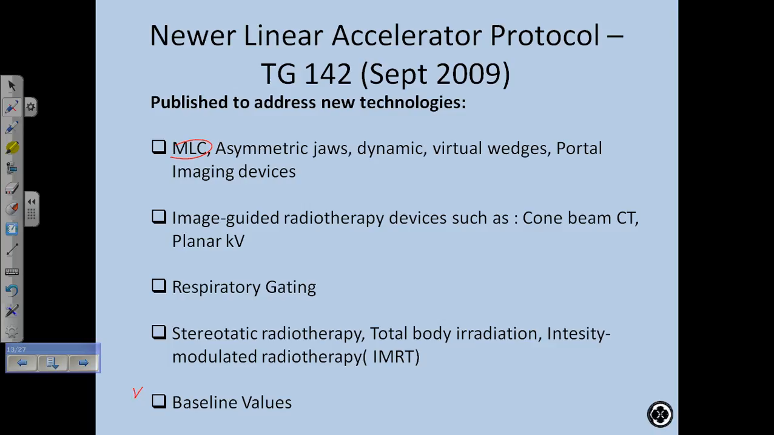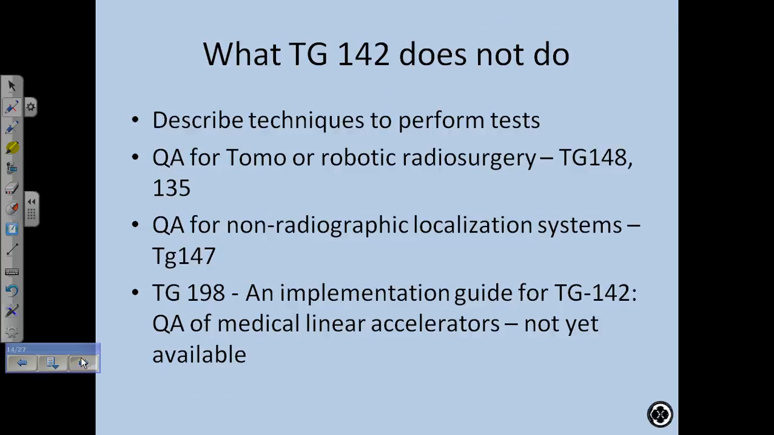Now, as you can imagine, with all this new technology, what does that mean? More work, a lot more testing, which is what we do. We should be doing more testing. And so this is a guidance protocol that came out to help us test those devices. So what does TG142 not do? There are a few things it doesn't do. It doesn't tell you how to perform the tests. It just tells you this is an imaging system, that you should perform the test at this frequency, and that your tolerance should be this much, 2%, 3%, whatever. It doesn't tell you how to actually do the tests.